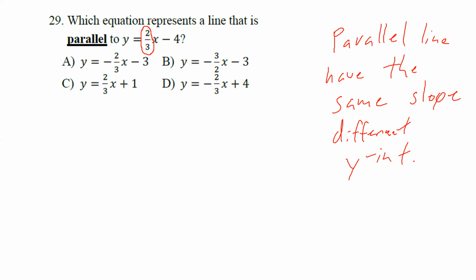So on here, we had positive 2/3. Go through each one of those slopes. This one has negative 2/3, that's not it. C looks good, it has positive 2/3. All right. Go to B, -3/2. That's different.